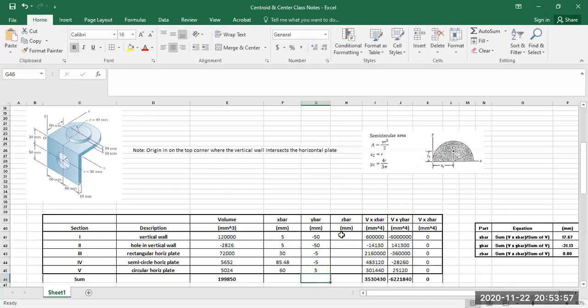Okay, now let's do z bar. So z now is along this way. Oh, this is going to be easy. They're all 60 over. How nice. So we know that the centroid of this composite body is going to be 60 for z bar.